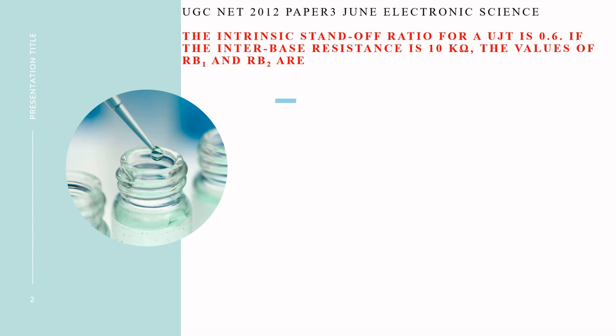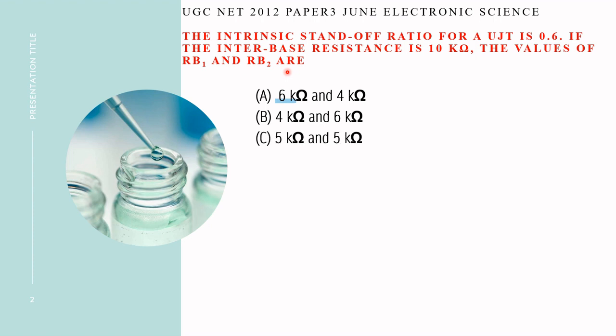The question is, the intrinsic standoff ratio for a UJT is 0.6. If the inter-base resistance is 10 kilo ohm, the values of RB1 and RB2 are: first option is 6 kilo ohm and 4 kilo ohm, second option is 4 kilo ohm and 6 kilo ohm, third option is 5 kilo ohm and 5 kilo ohm, fourth option is 10 kilo ohm and 10 kilo ohm. This question is from UGC NET 2012 paper 3 June Electronic Science.